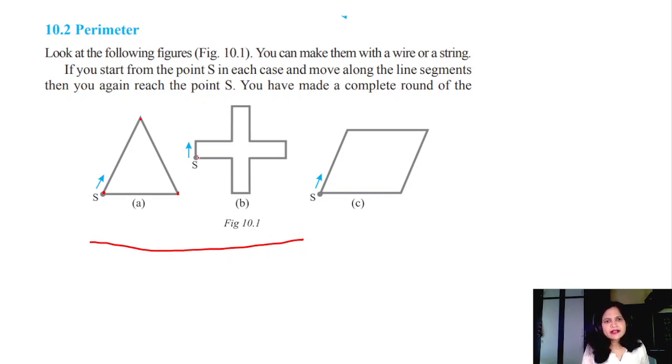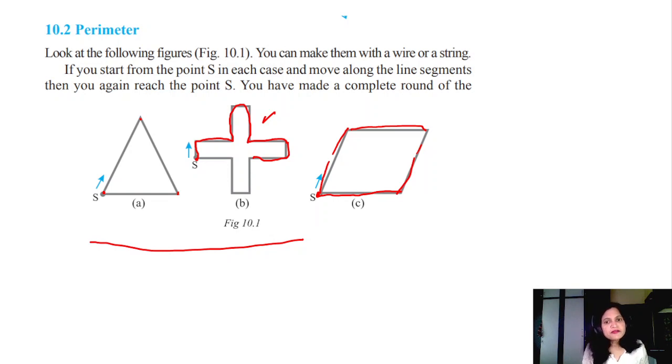Similarly, take the thread, keep it along this border exactly like this. Then you come back and reach this point and straighten that thread. Then you measure that length. That is the perimeter of this diagram. Then start from the point S like this, keep the thread along the side tightly, then reach back to this point, and you will find the perimeter of this shape.